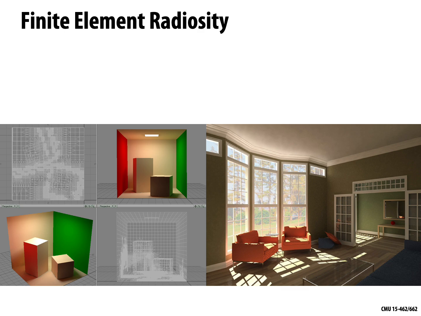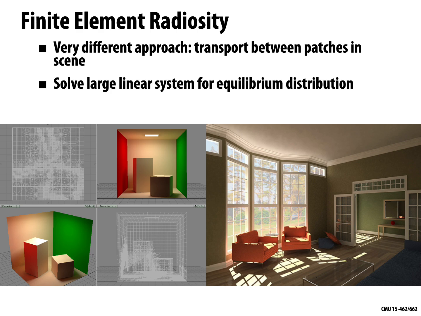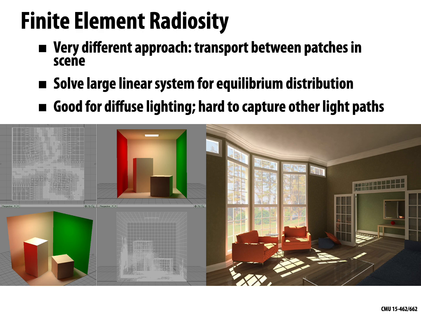Finally, a strategy that is kind of one of the first methods for global illumination is finite element radiosity. So this is a very different approach. Rather than really thinking too much about rays and ray tracing, we're going to chop up the geometry of the scene into little patches and then ask how much light gets transmitted from one patch to another. This sets up a large linear system that we can solve for the equilibrium distribution of light in the scene. So this is really good for diffuse lighting if you have mostly painted walls and so forth.